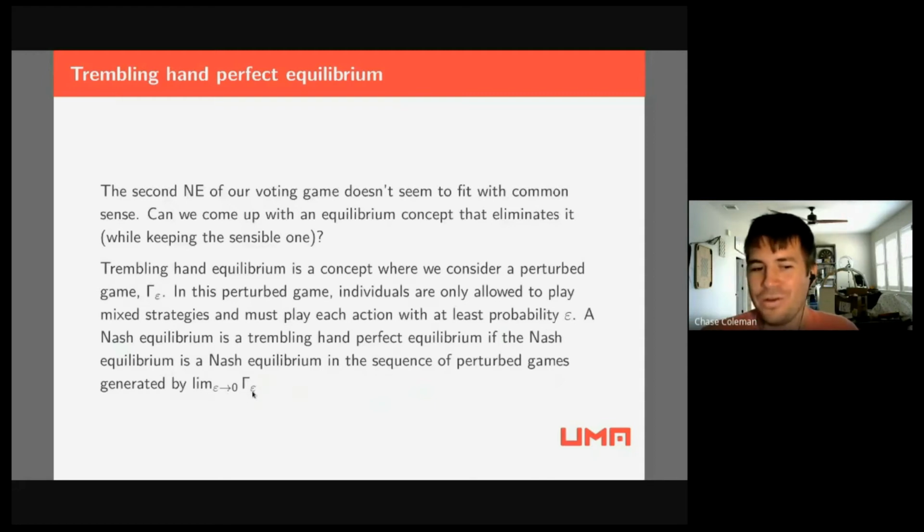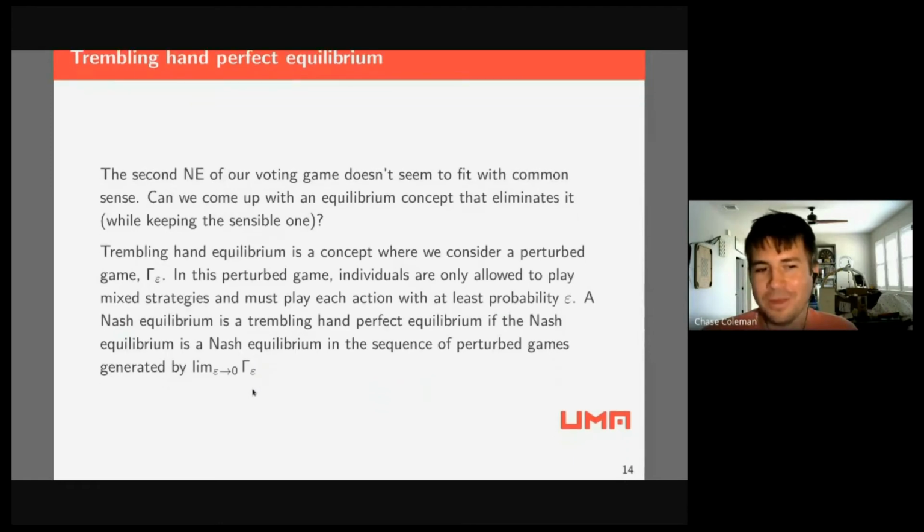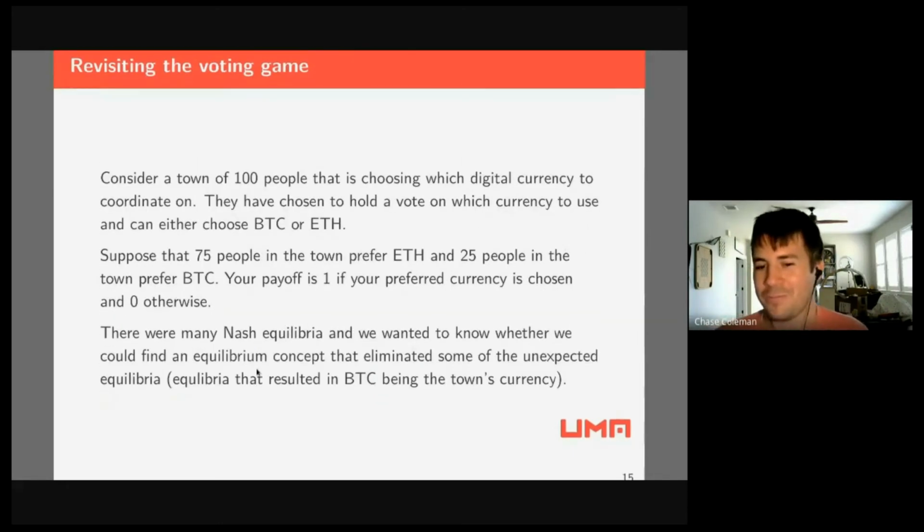So how does this help us? Well, the reason they call it trembling hand is, I think they were thinking about chess originally or something like that, where a player wants to make a particular move, but their hand trembles. And so they don't make the move that they intended, they accidentally do something else. So now we have 100 people in the town, 75 prefer ETH, 25 prefer Bitcoin.